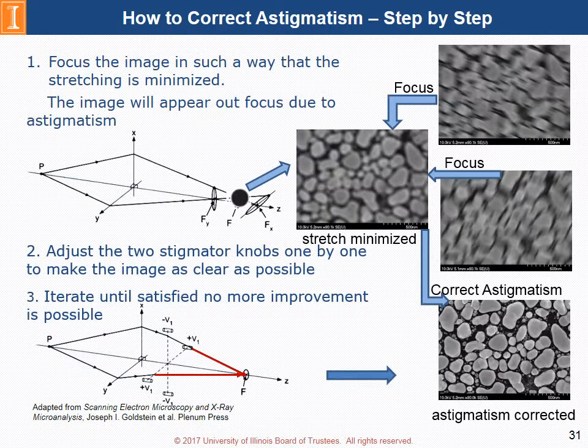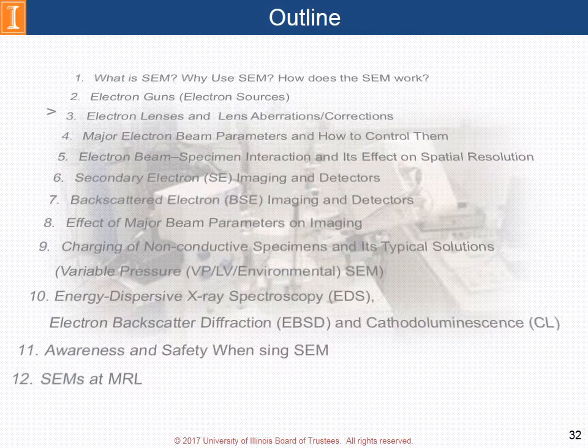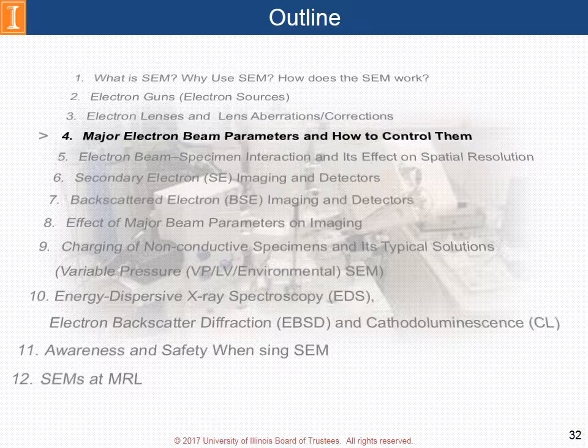Second, adjust the two stigmator knobs one by one to make the image as clear as possible. Then you will need to iterate until no more improvement is possible. Now let's move to the next topic, major electron beam parameters and their operator control.